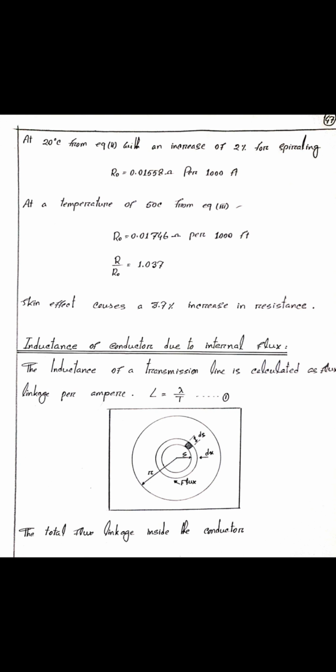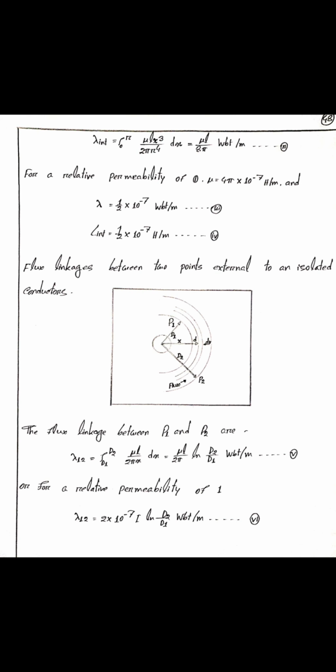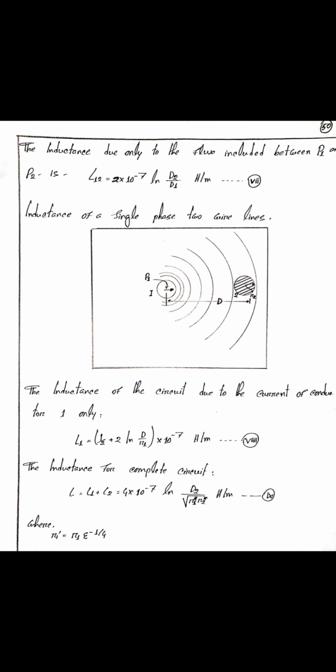Inductance of conductor due to internal flux. The inductance of transmission line is calculated as flux linkage per ampere. L equal to psi by I. The total flux linkage inside the conductor is in the figure. Flux linkage between two points external to an isolated conductor. Here is the figure and equation. Inductance of a single phase two wire line is in the figure and equation.